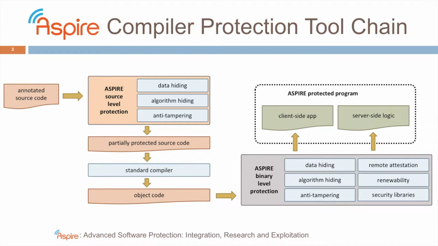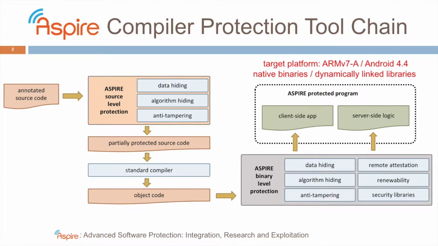To study the integration of a wide range of protection techniques, we developed this whole toolchain, so we have a prototype implementation of it. And for demonstration purposes and for validation purposes, we focused on a specific platform. In this case, you might remember from a previous presentation, it's an ARM v7 platform, and we target Android 4.4. And what we want to rewrite are native binaries as well as dynamically linked libraries. The source code from which we start is C code. We will only protect C code.